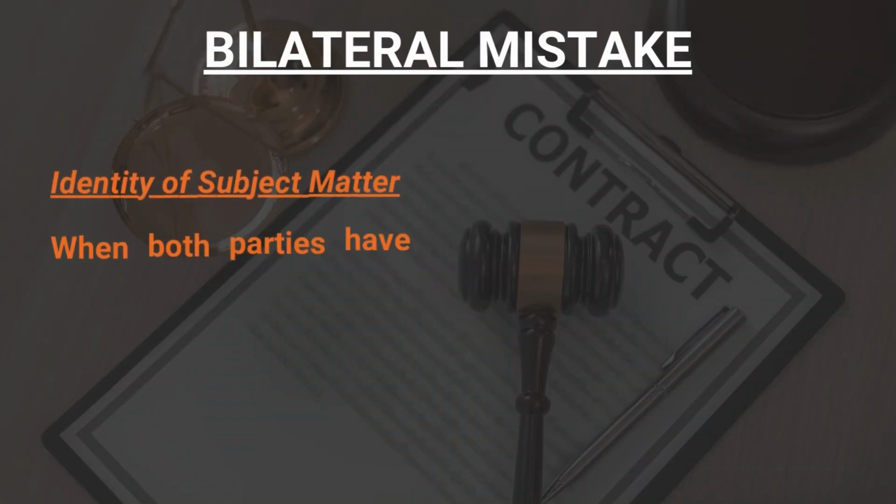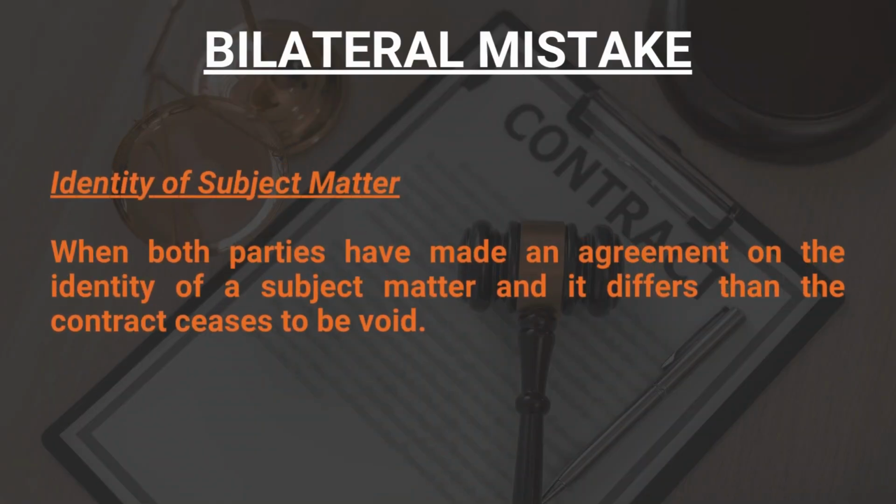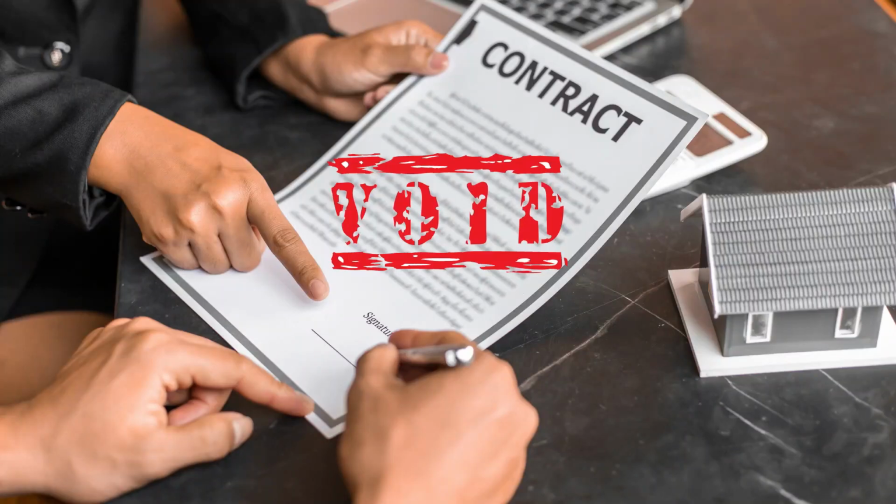Third is identity of the subject matter. When both the parties have made an agreement on the identity of the subject matter, then it differs, then the contract is again void.